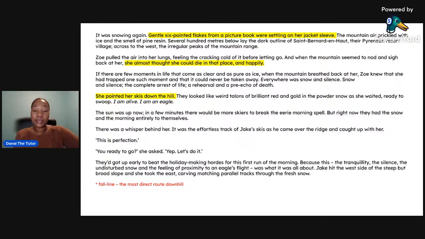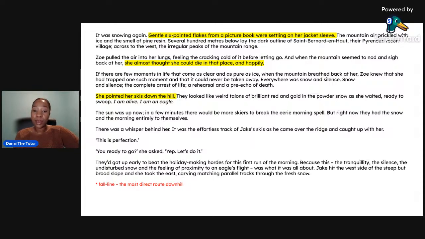She pointed her skis down the hill. They looked like weird talons of bright red and gold in the powder snow as she waited, ready to swoop. I am alive. I am an eagle. The sun was up now. In a few minutes, there would be more skiers to break the eerie morning spell. But right now, they had the snow and the morning entirely to themselves.